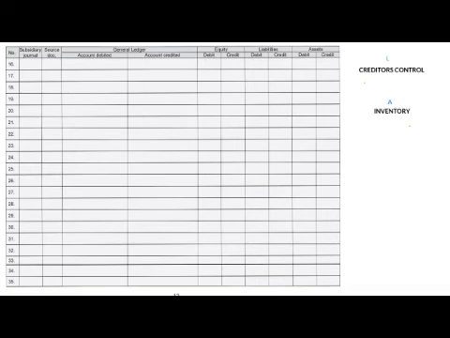So for number 16, our subsidiary journal will be our creditors allowances journal. Our source document will be our duplicate debit note. The account debited was creditors control. The account credited is inventory. Our liability is debited with 2,100 Rand, and our assets is credited with 2,100 Rand.